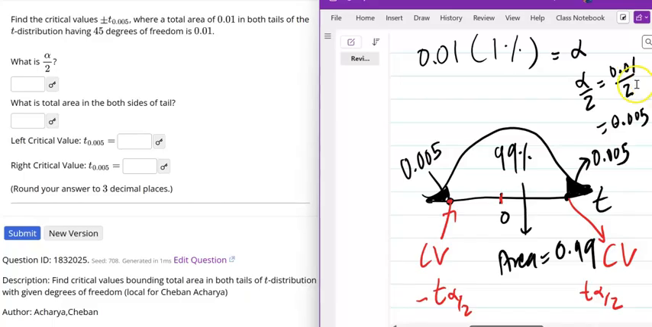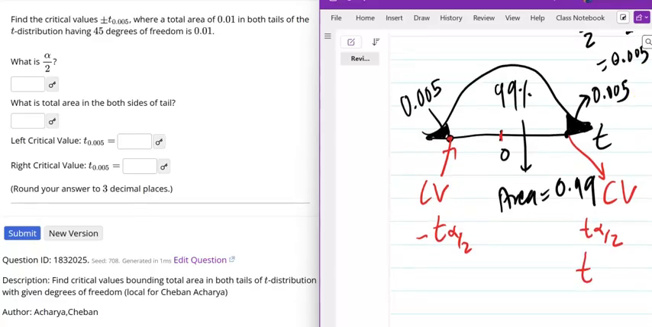But notice that alpha is going to be 0.01, and alpha over 2 is going to be 0.005. So basically the symbol is going to be T 0.005, with the negative for the left one. That's why I'm looking for plus or minus T 0.005. That's the critical value I'm looking for. So the question is, what is this value and what is this value? That's called the critical value for T.